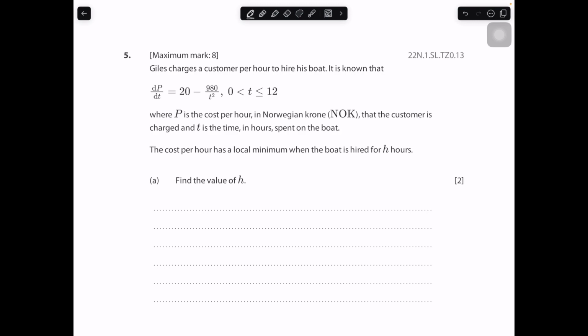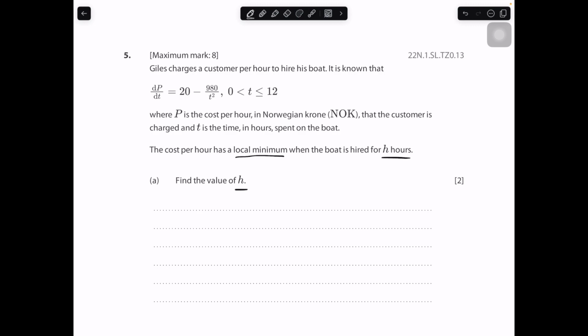The cost per hour has a local minimum when the boat is hired for h hours. So there's a local minimum when the boat is hired for h hours. We're probably going to need to make use of that. So first off, they ask us to find the value of h.